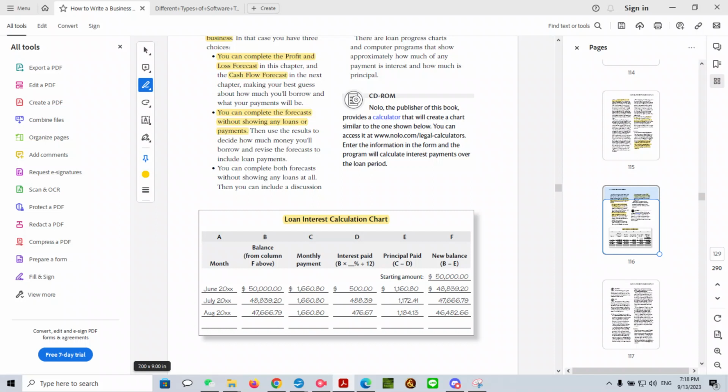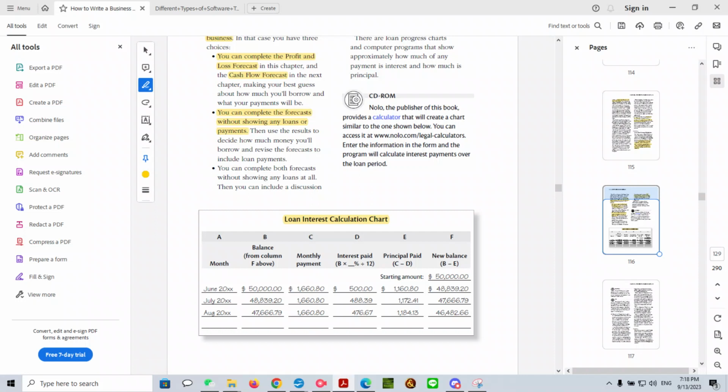You take the month, the month of that year. So June of whatever year. What's the balance? Okay. So the balance is going to be everything that's left over after the payments.